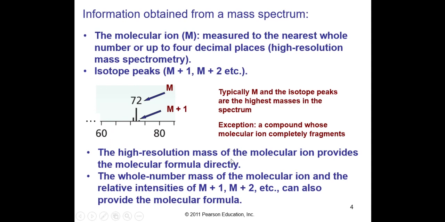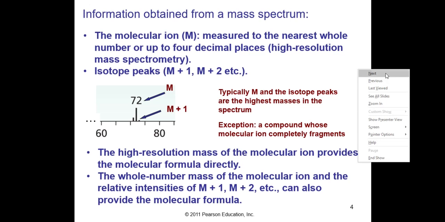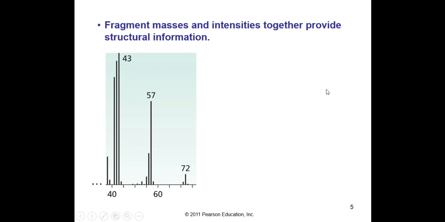Now, the high-resolution mass of the molecular ion provides the molecular formula directly, and then the whole number mass of the molecular ion and the relative intensities of M+1 and M+2 can also provide the molecular formula. Fragment masses and intensities together provide structural information. We see in the bar graph the molecular ion at 72, and then we're detecting cations or radical cations. We'll get into this. And there you're seeing them at 43 and 57.